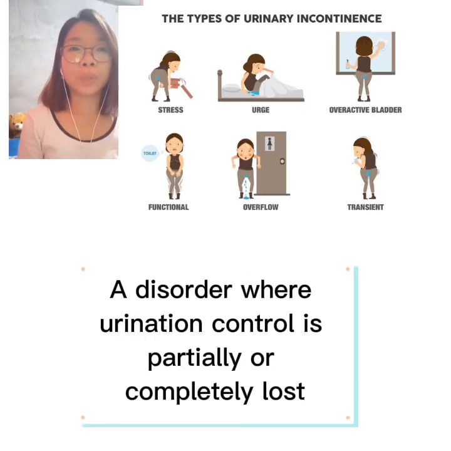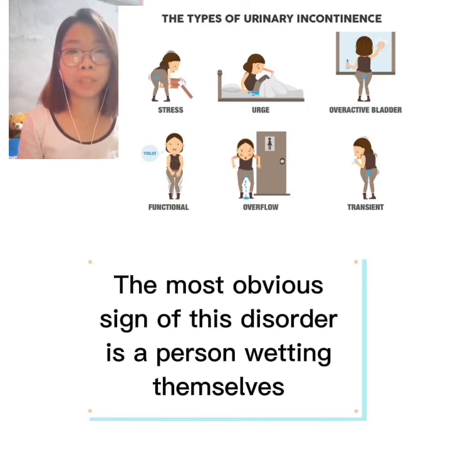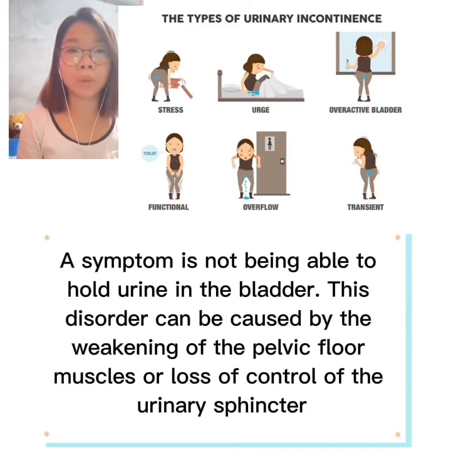Incontinence, a disorder where urination control is partially or completely lost. The most obvious sign of this disorder is a person wetting themselves. A symptom is not being able to hold urine in the bladder. This disorder can be caused by the weakening of the pelvic floor muscles or loss of control of the urinary sphincter.